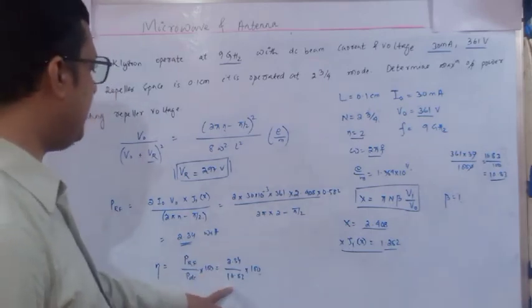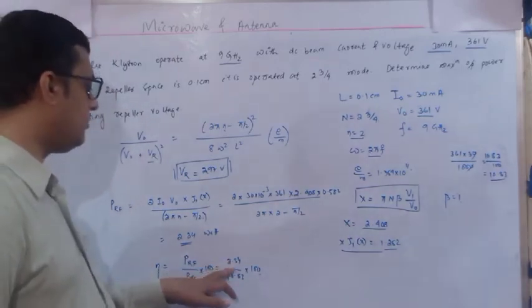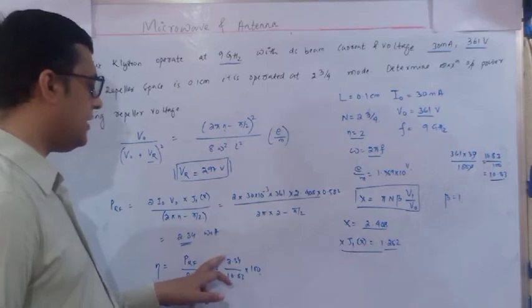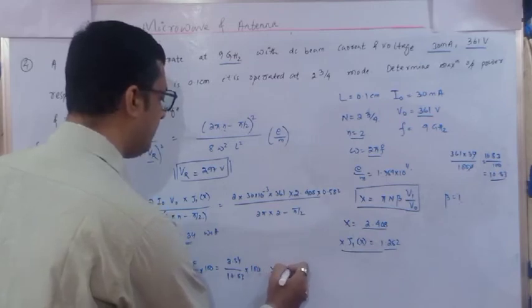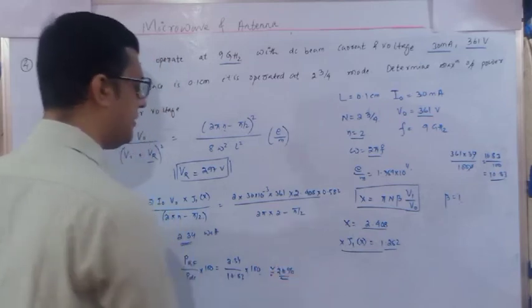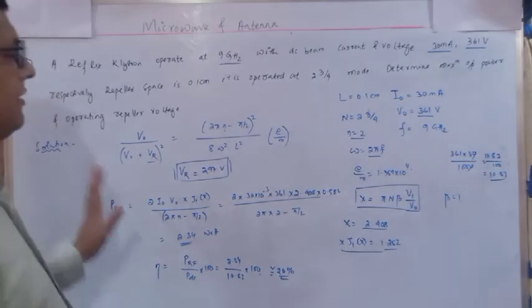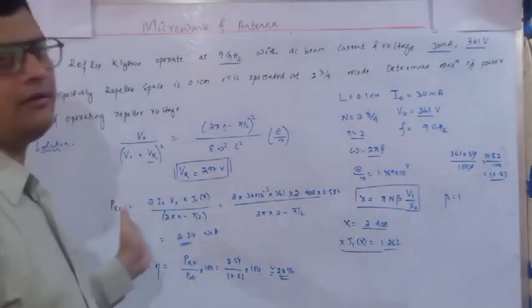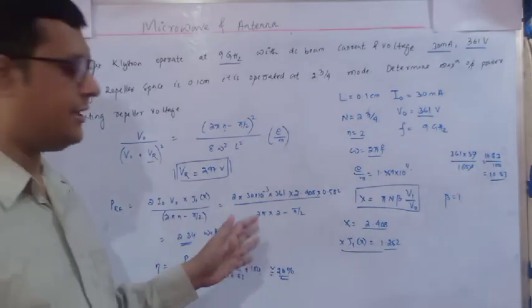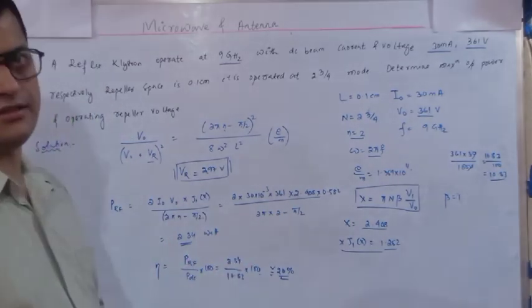So if I take near about 2 and near about 10, here it will become how much? 1 by 5, and this is near about 20% efficiency. So it is a simple calculation to determine the repeller space and the RF output power, and then you can go for the efficiency.